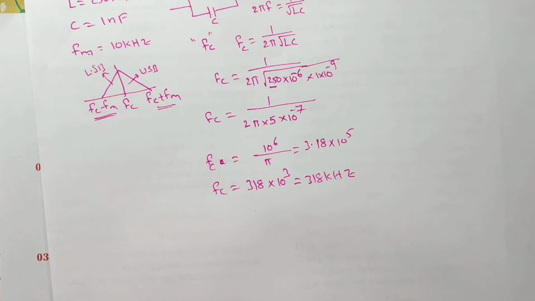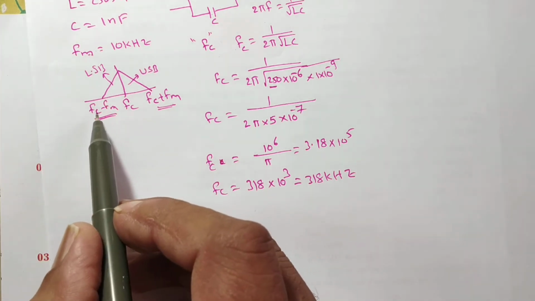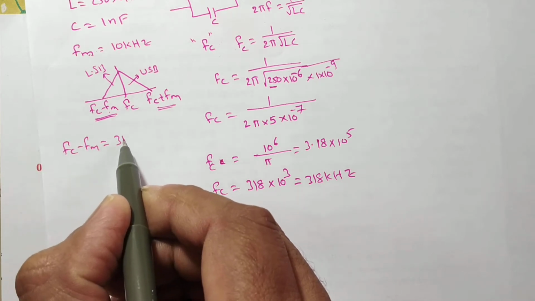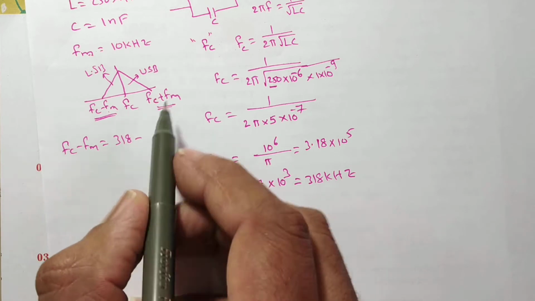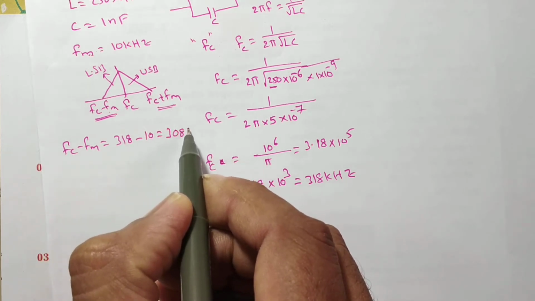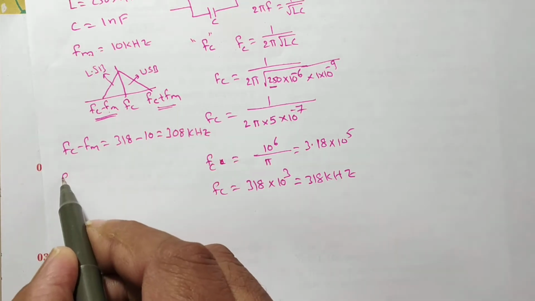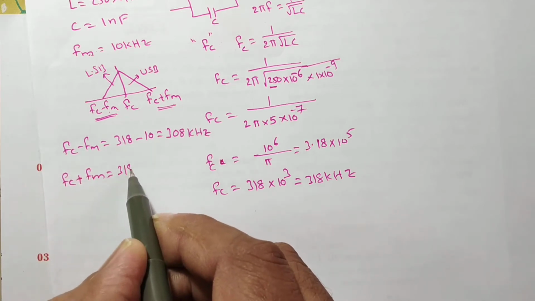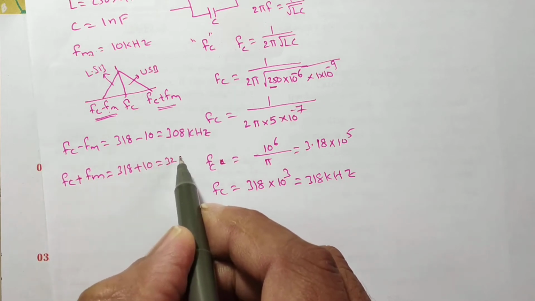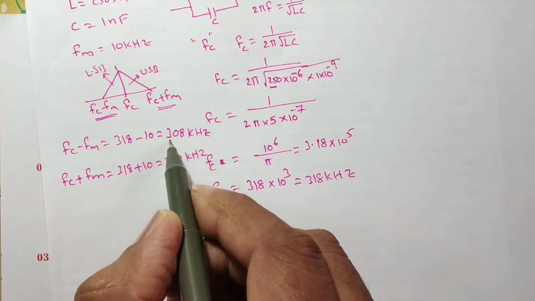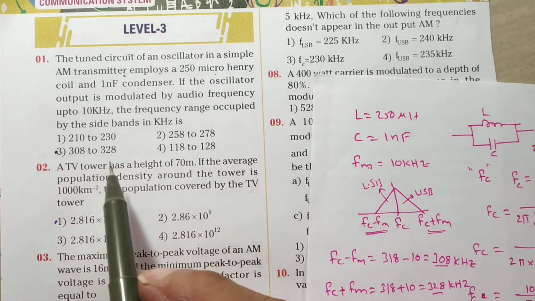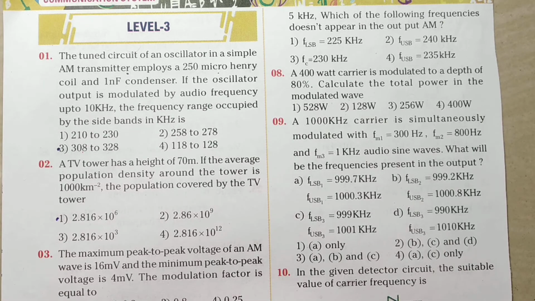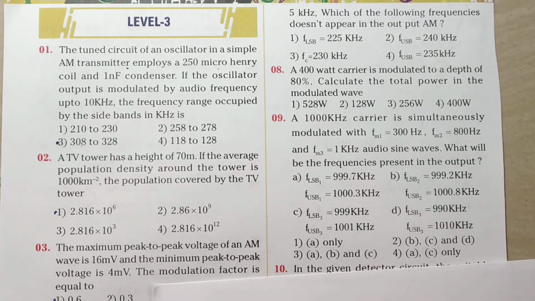Now first we have to find FC plus FM and FC minus FM. FC minus FM is equal to 318 minus 10, that is 308 kilohertz, and FC plus FM is equal to 318 plus 10, that is 328 kilohertz. 308 and 328. That option is correct. Now second question.